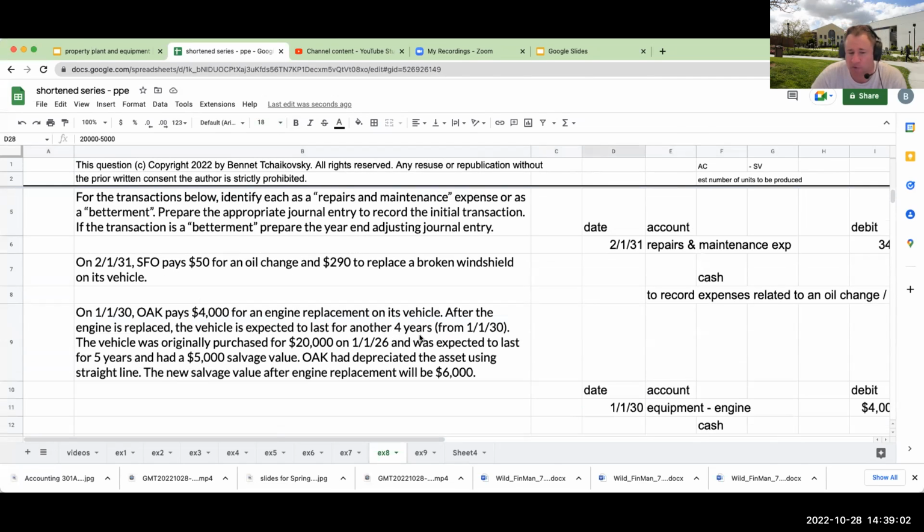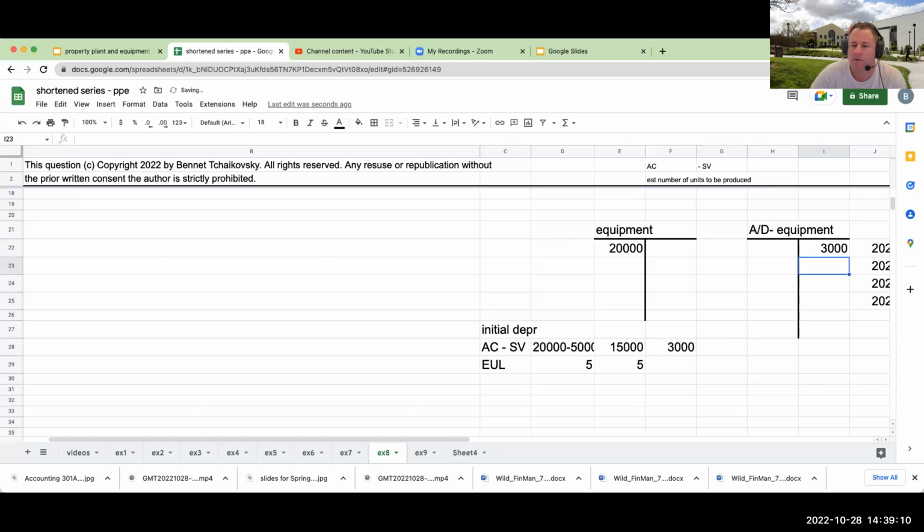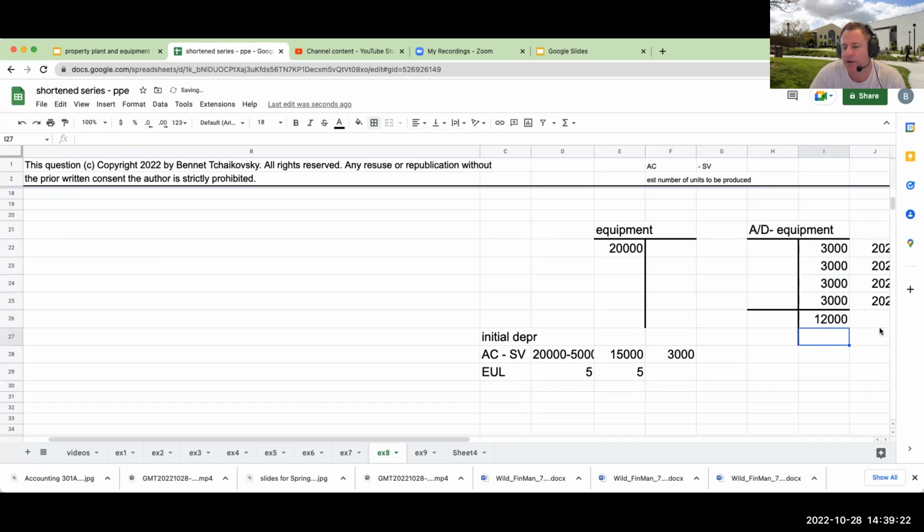I bought it on 1/1/26. So this is going to be 15,000 divided by five, or we took 3,000 per year. And so basically, this asset had an accumulated depreciation of $12,000.